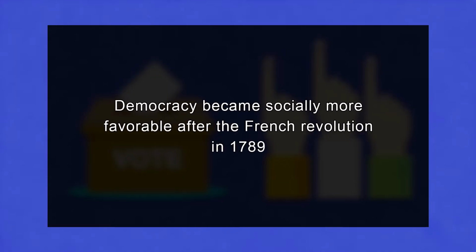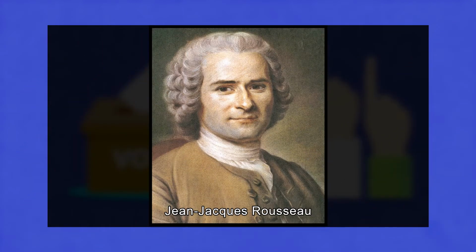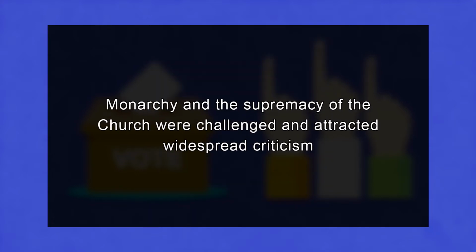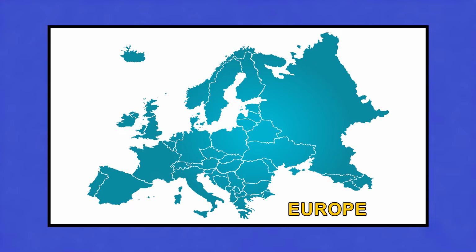Although it is believed that ancient Greece was the origin of this form of government, the notion of democracy basically stemmed after the Treaty of Westphalia 1648. Democracy became socially more favorable after the French Revolution in 1789, and thinkers like Rousseau also advocated and wrote about democracy as the justifiable form of government. On the other hand, monarchy and the supremacy of church were challenged and attracted widespread criticism. Since then, these ruthless forms of government started being replaced with a democratic form of government in many countries of Europe and the West.